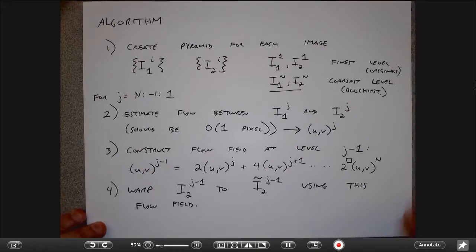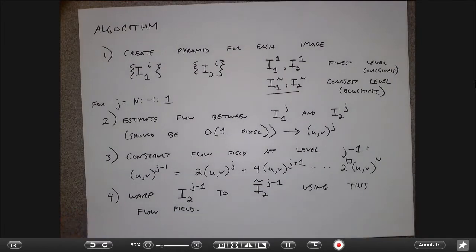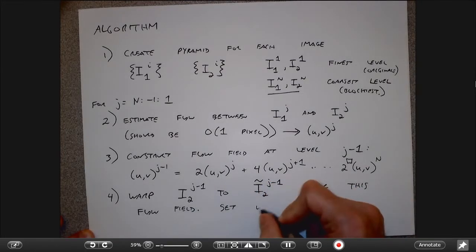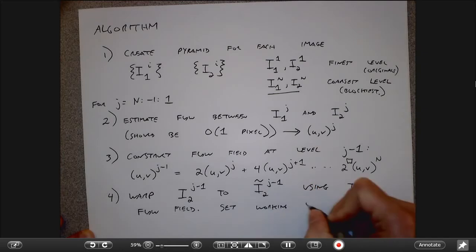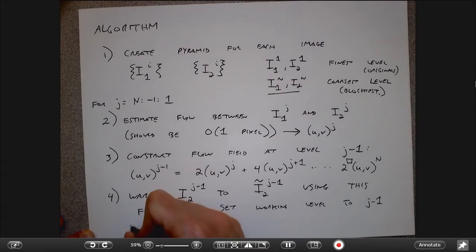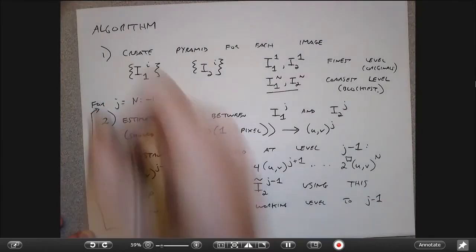Right, so basically this is saying, okay, what I'm going to do is push the image 2 intensities over by the estimated flow vectors so that now I don't expect there to be a big difference between image 1 and image 2, except for maybe another pixel offset at the current level that I'm at. And then basically I set my working level to J minus 1, and then I would iterate to go back here.